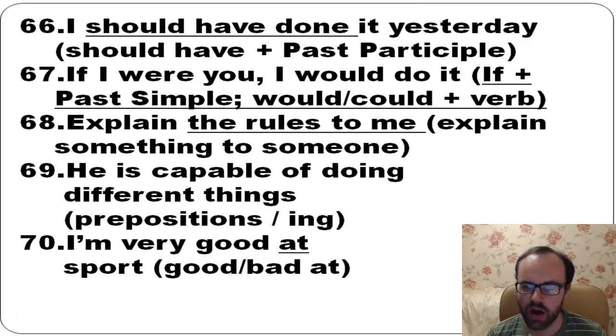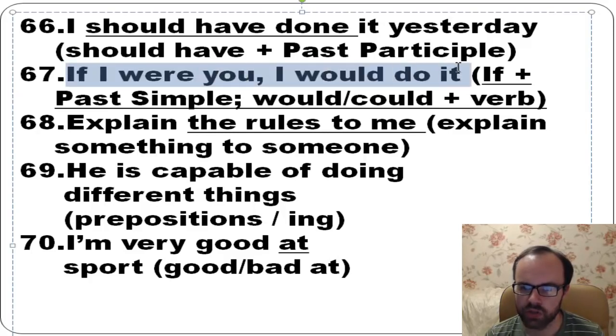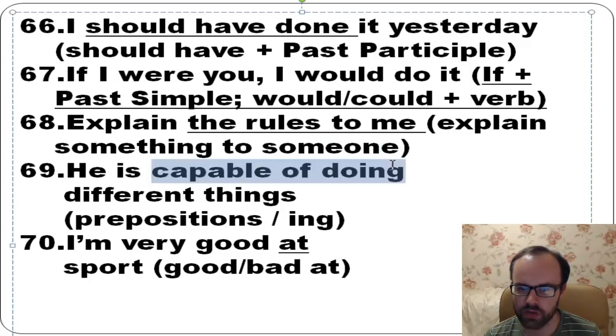Okay, so I should have done it yesterday. Should have plus past participle. If I were you, I would do it. If plus past simple, would or could plus verb. Explain the rules to me. Explain something to someone. He is capable of doing different things. So don't forget about prepositions and ing. I'm very good at sport. So good or bad at something.